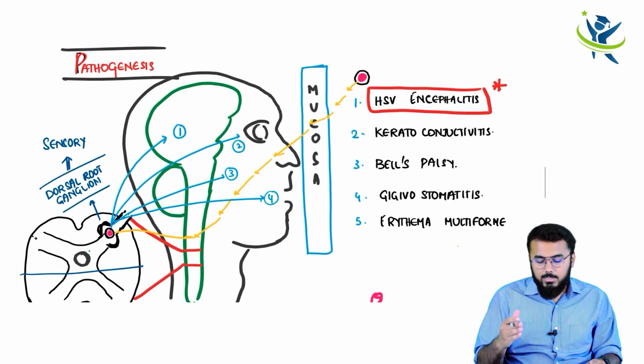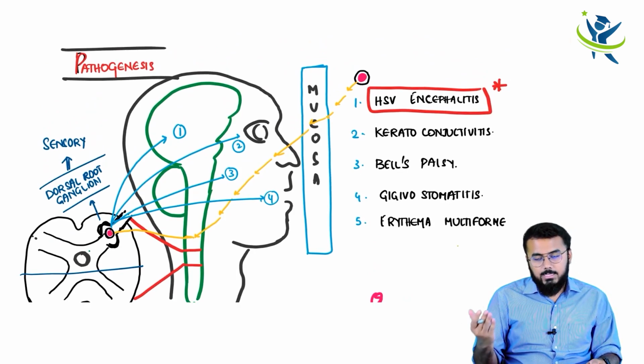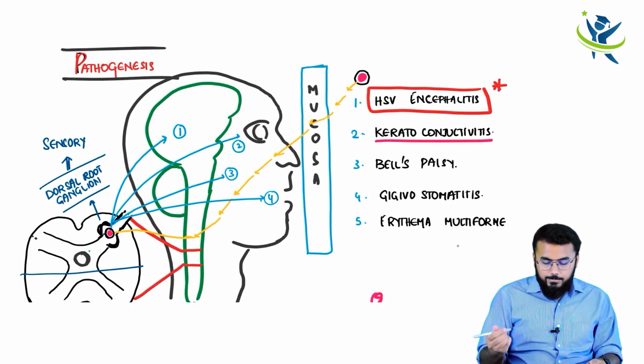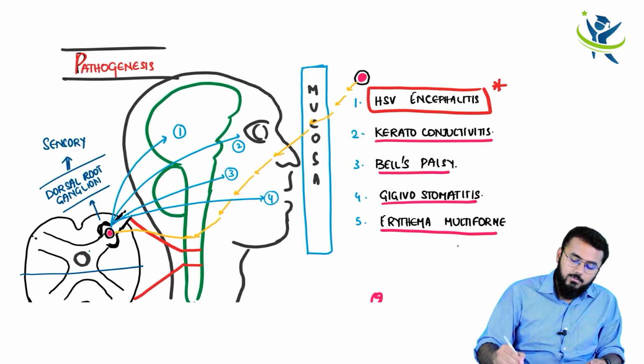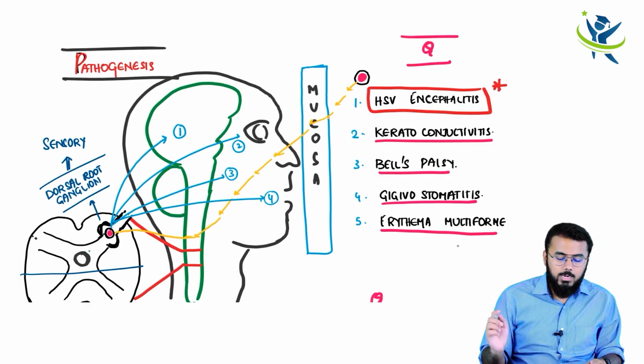Now you have to remember these 5 things, guys. Very easy. I have already told you it will affect your brain, encephalitis. It will affect your eyes, leading to keratoconjunctivitis. The 7th cranial nerve, leading to Bell's palsy. Next, mouth, gingival stomatitis, and the skin, erythema multiforme. Okay, these 5 are very important.